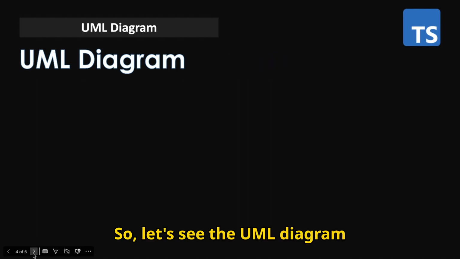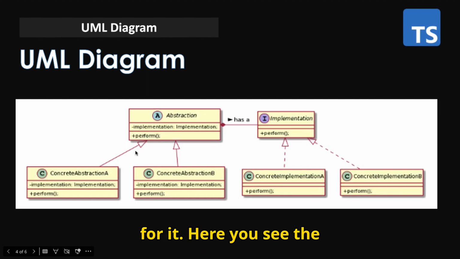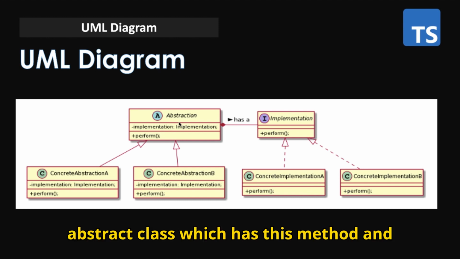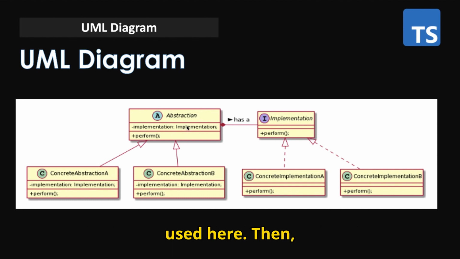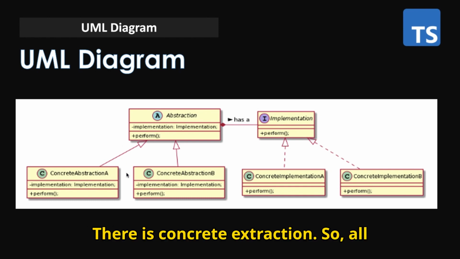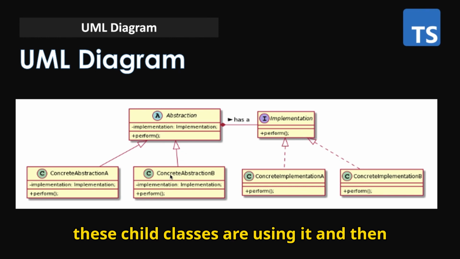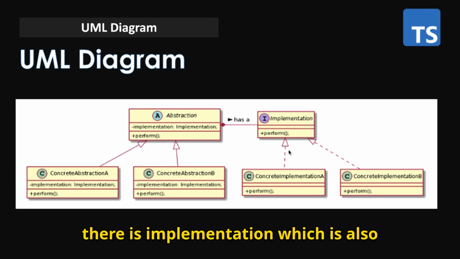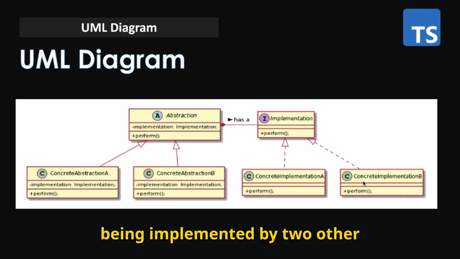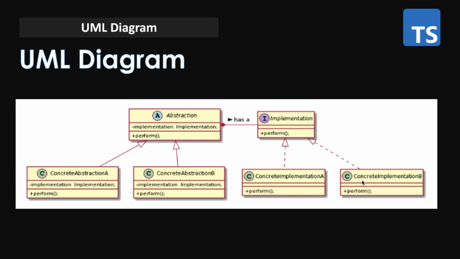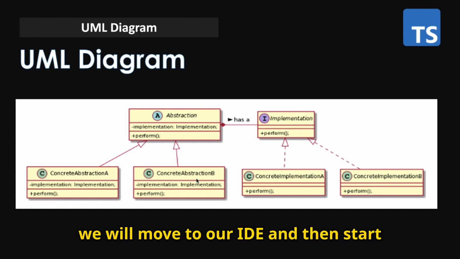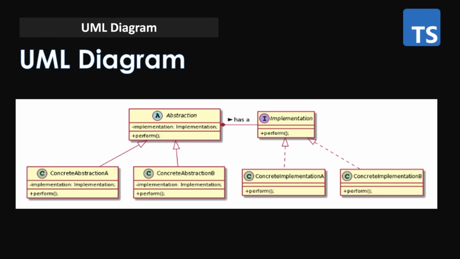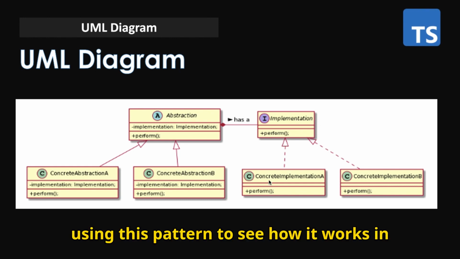So let's see the UML diagram for it. Here you see the abstraction. This is an abstract class which has this method, and the implementation interface is being used here. Then there is concrete abstraction, so all these child classes are using it, and then there is implementation which is also being implemented by two other subclasses. Alright, now we will move to our IDE and start using this pattern to see how it works in Typescript.